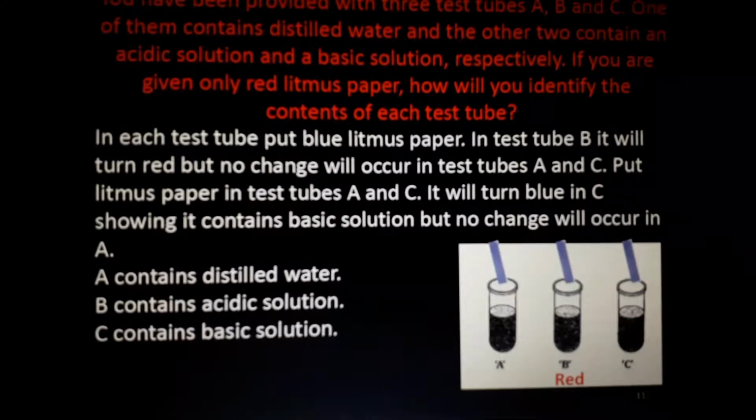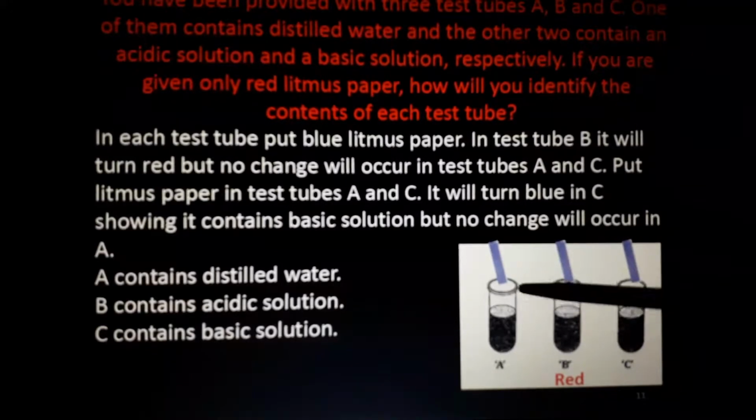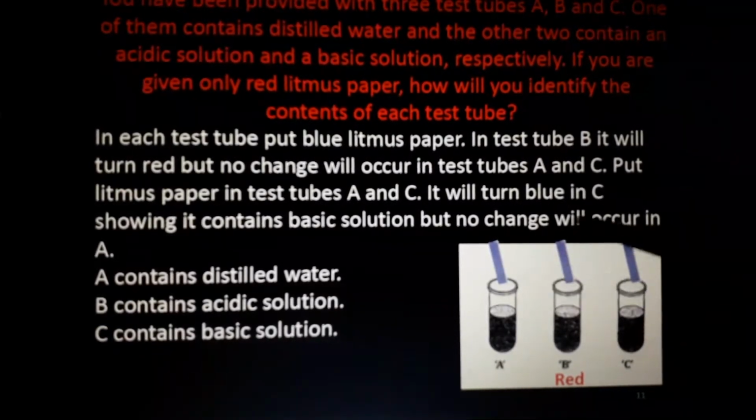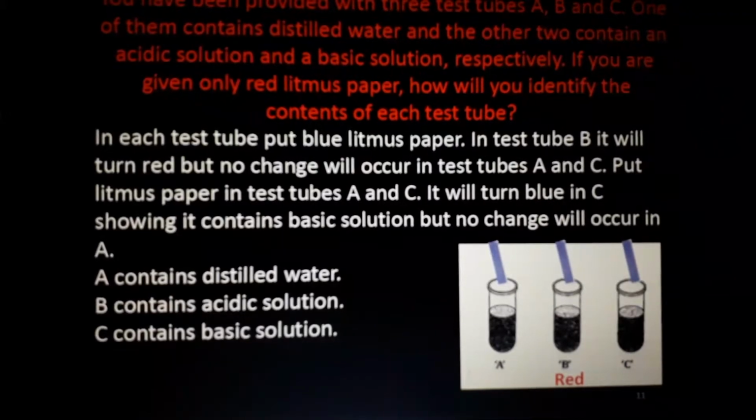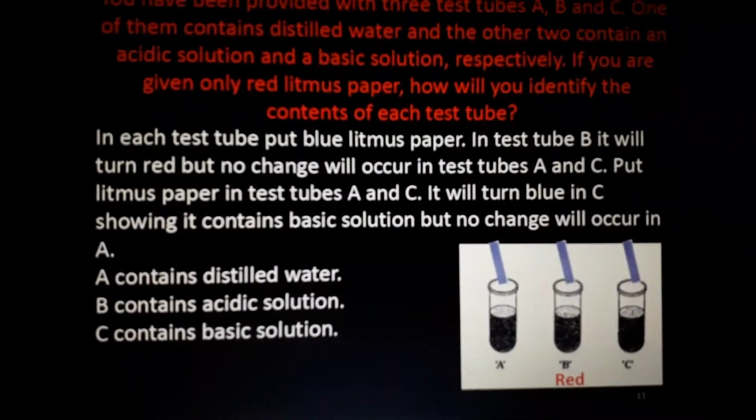You have been provided with 3 test tubes: A, B, C. Just imagine they are test tubes. And I will give you 3 litmus papers, and their color is blue. See, blue, blue, blue. Okay. 3 test tubes I have given you. What do you want to do?